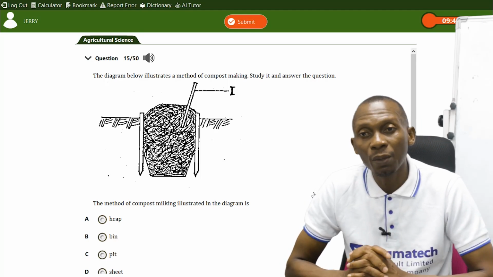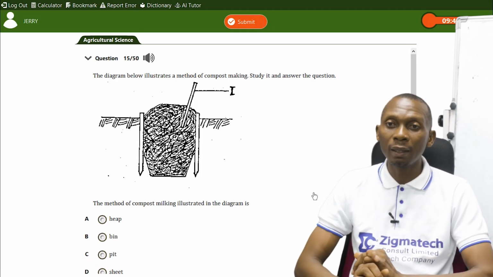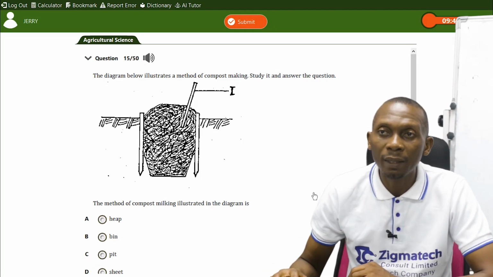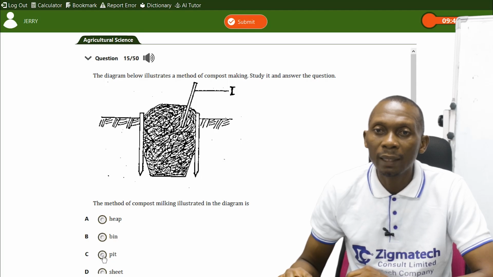Now there are two methods of compost making. We have the stack method and the pit method. So this is the pit method. And the answer is C.